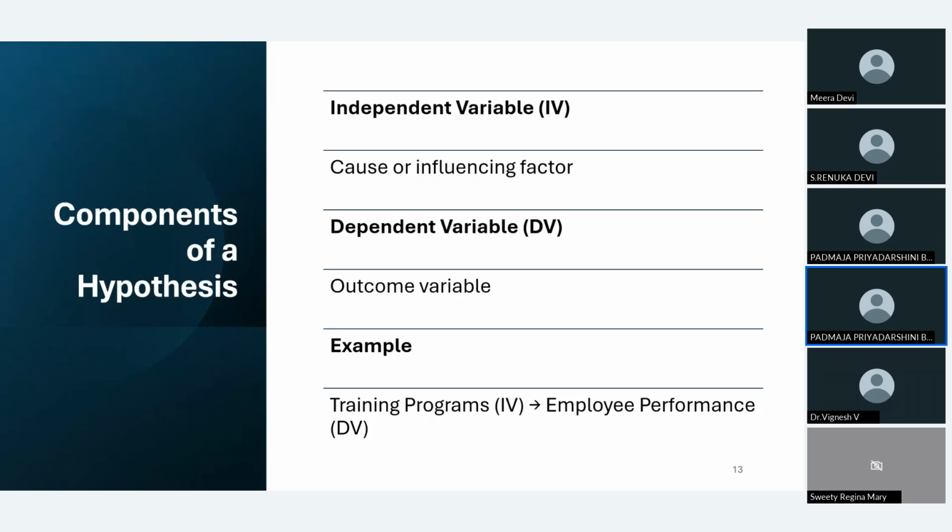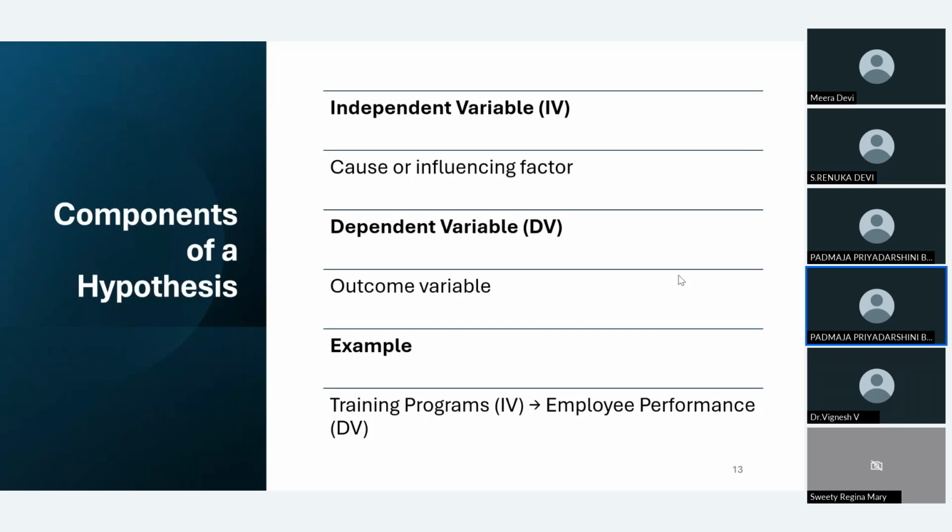Now talking about independent variable and dependent variable, when we construct the hypothesis, the same rule holds good. We will make the independent variable and the dependent variable declared in our hypothesis, and we will say how much it is influencing or causing. Training programs always give employee performance. So as the number of training programs increases, automatically the performance of the employee might increase. So the independent variable is training program.